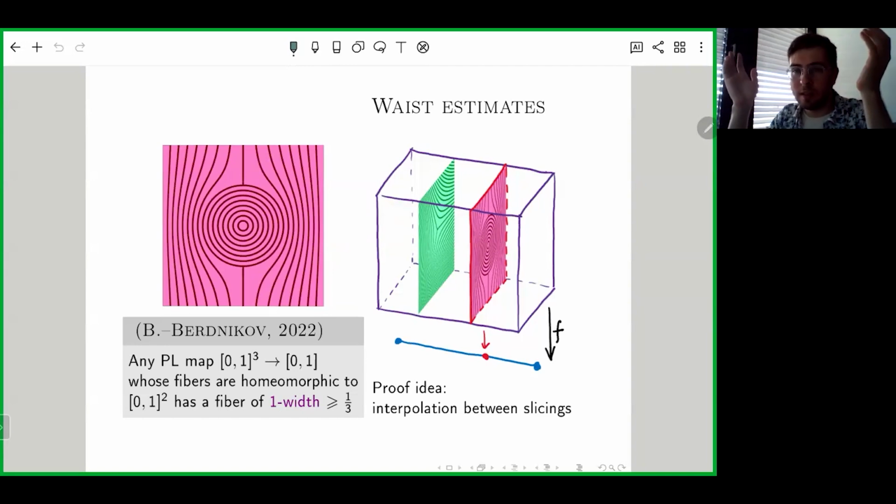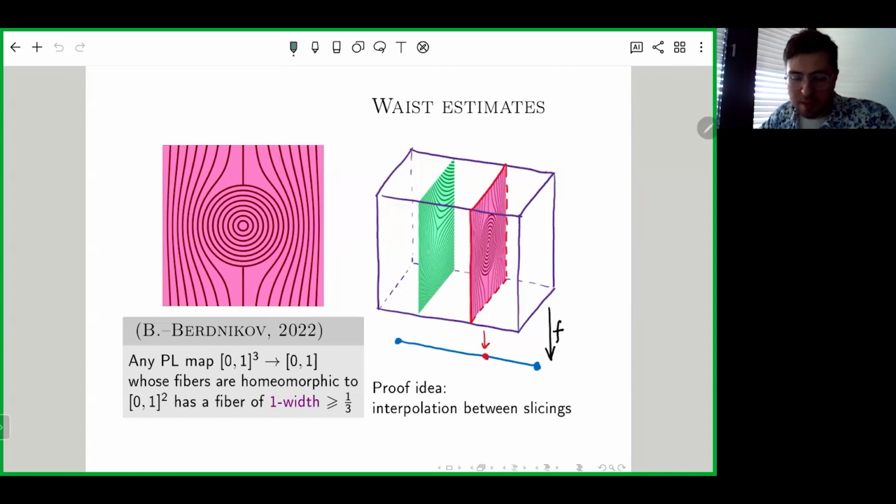So my goal is to come up with a foliation, with a map from the whole cube to a two-dimensional space with small fibers. So hopefully I'll manage to do this. The key lemma here is this interpolation between slicings. So here's how it works. I'll just show by picture.